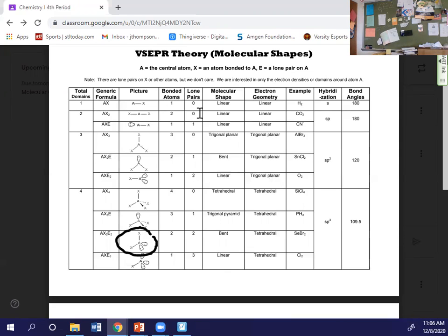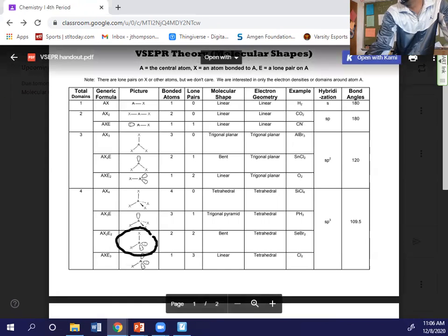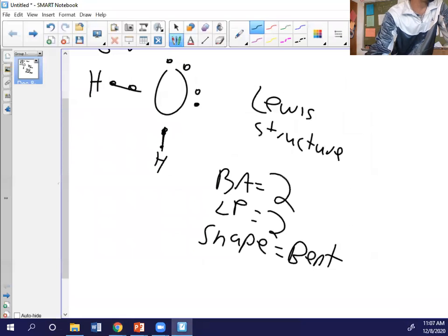Okay? So I'm going to draw it the exact same way. These little circle things that are hard to see, those are the lone pairs of electrons. There's 2 dots in each one of those. So I'm going to draw it exactly like it is on there.